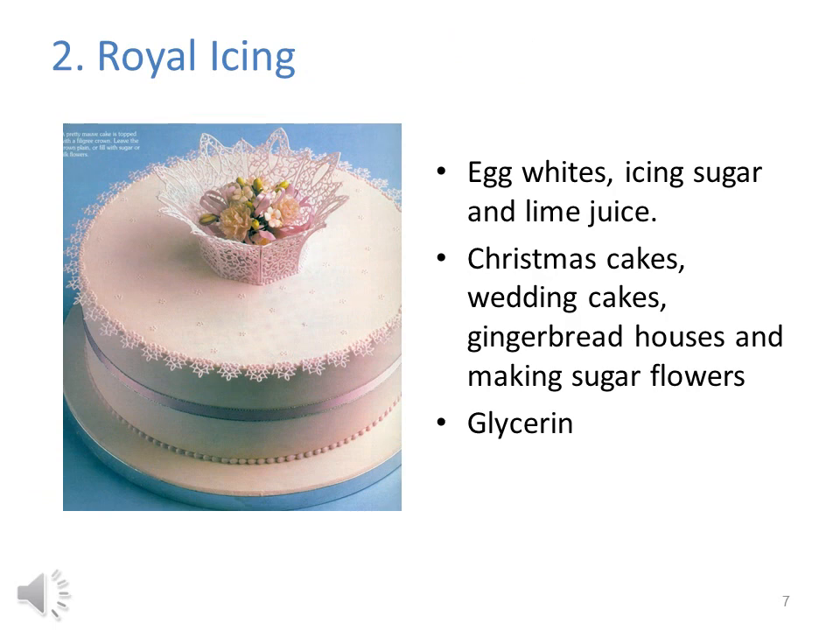Royal icing is a white icing made from softly beaten egg whites, icing sugar, and sometimes lemon juice is added. It is used on Christmas cakes, wedding cakes, gingerbread houses, and for making sugar flowers. Glycerin is occasionally added to prevent the icing from setting too hard.